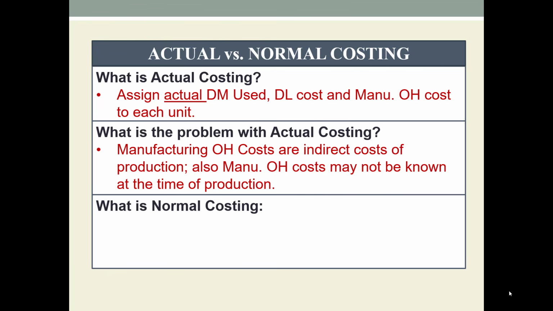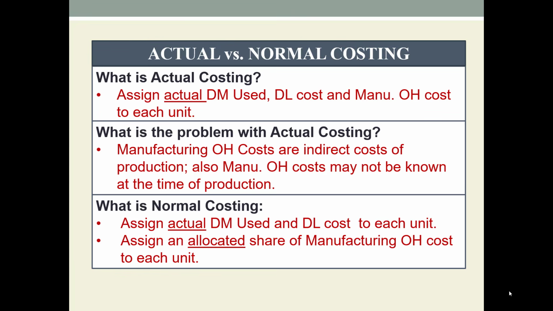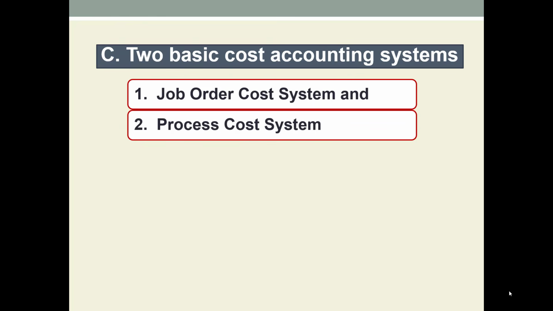In a normal costing system, you will assign actual direct material used and actual direct labor cost to each unit. And then you will assign an allocated share of the overhead cost to each unit. And we'll learn how to do that.